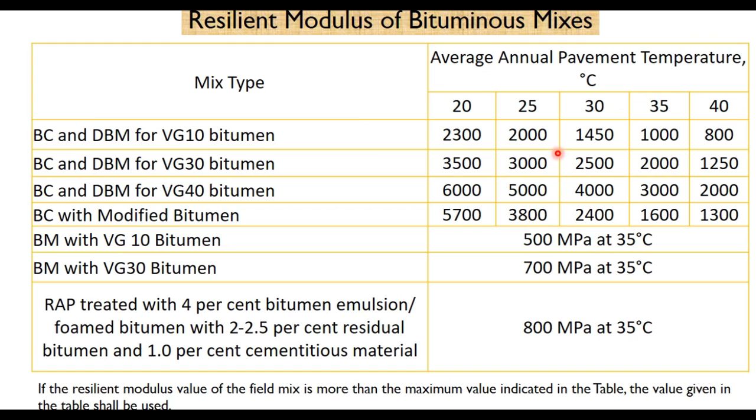The resilient modulus of bituminous mixes will depend upon the temperature, type of binder and type of layer. This table is given in the IRC code to guide the designers to choose an appropriate value of resilient modulus. As far as possible, it should be determined in the laboratory when you design the mix, and if that is not possible, then we can take it from this table. Now, if the resilient modulus value of the field mix is more than the maximum value indicated in this table, the value given in the table should be used.